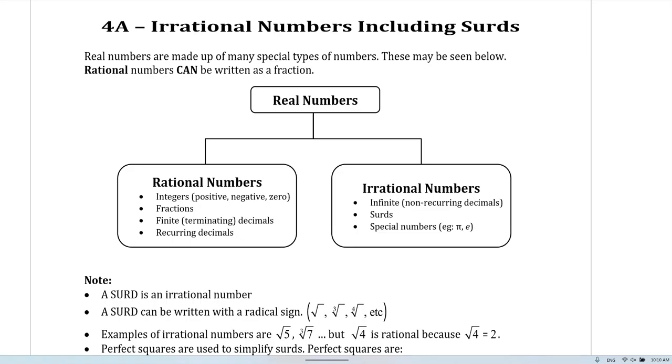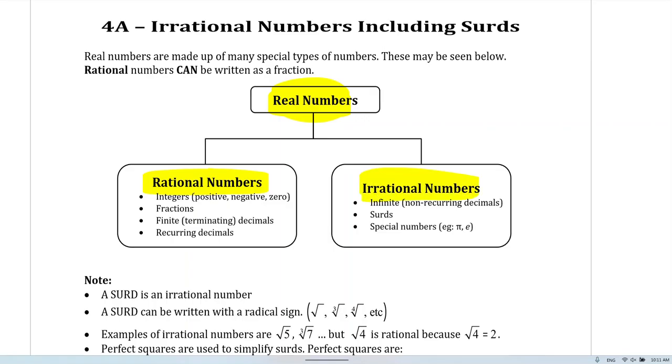We're going to start with irrational numbers, including surds today. Real numbers are made up of many special types of numbers. These can be separated into two categories here. So our real numbers can be separated into our rational numbers and our irrational numbers.